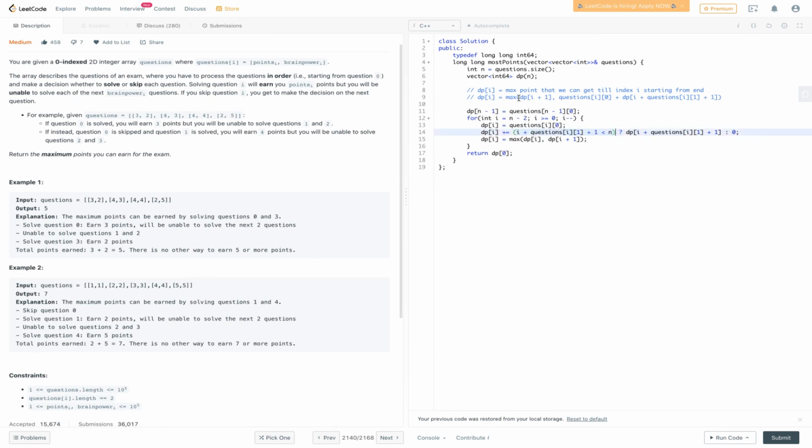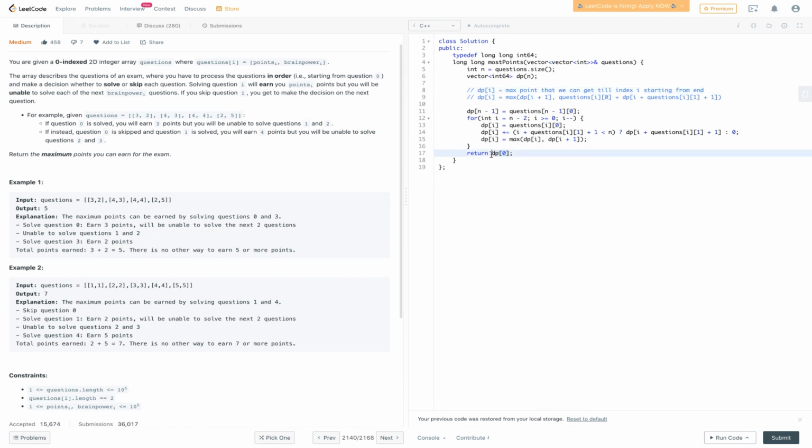And finally we are doing this part, maximizing with dp of I plus 1, comparing it with the value if we solve the current question. So this is what we are doing here. And finally the result which we would obtain at dp of 0 would be our answer. This basically means the maximum point that we can get till index 0 starting from the end.